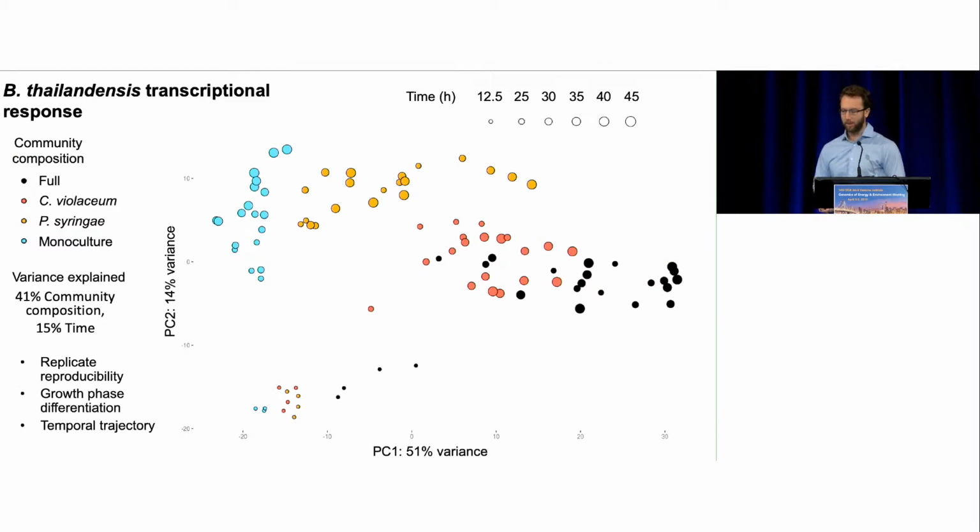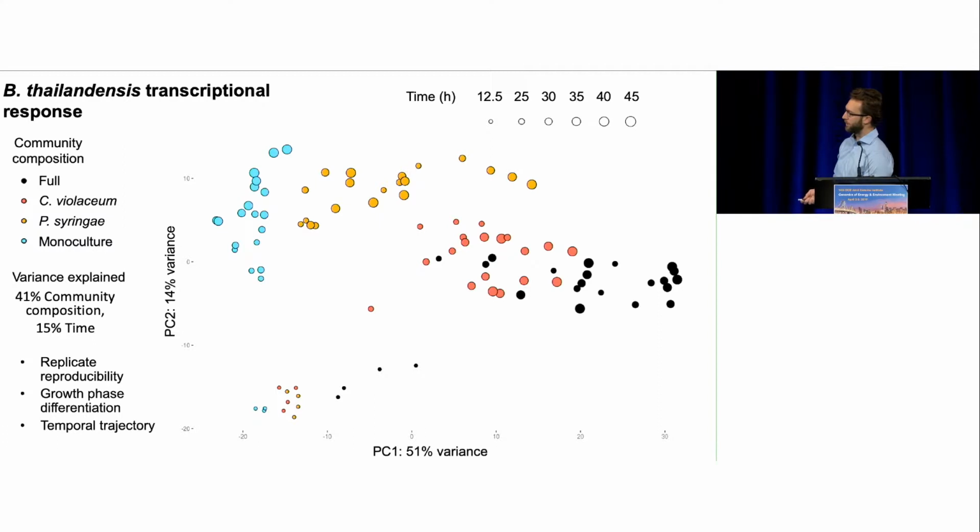What we see here is a PCA analysis. Specifically, we're looking only at the gene expression of Burkholderia. The colors correspond to the community composition, whether Burkholderia was in a full community, in co-culture with Chromobacterium, in co-culture with Pseudomonas, or in monoculture, whereas the size of the points represents the time series. Each point, in essence, represents a summary of the gene expression response of Burkholderia in that particular community composition at that particular time.